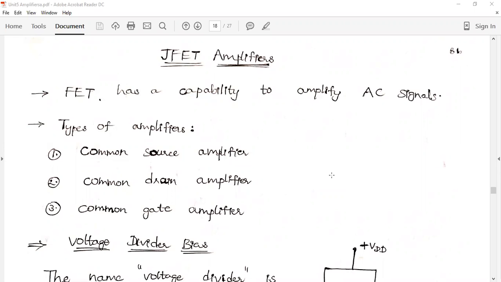Up to the previous class, we have seen the CE amplifier, a single stage CE amplifier and a multi-stage CE amplifier. In today's class, we will see the JFET, how this JFET can be constructed and how it can be used as an amplifier.